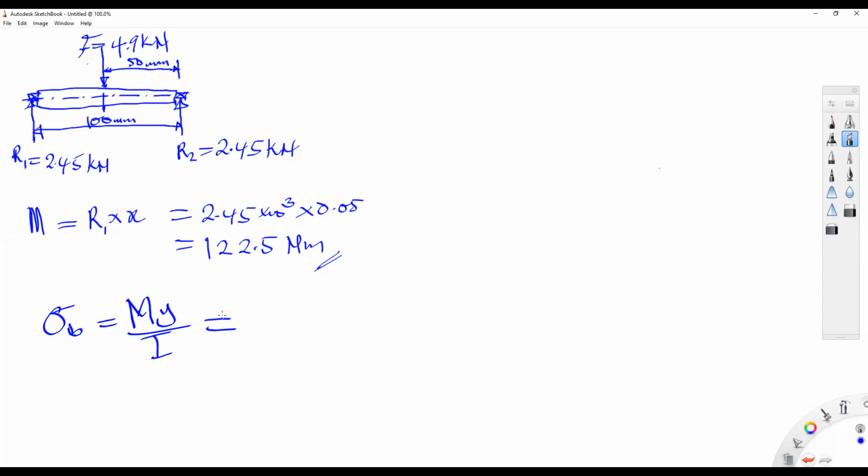Can we use the section modulus? What's the formula? Pi d cubed on 32. Pi d cubed on what? 32. Yes, sir. Pi d cubed on 32.